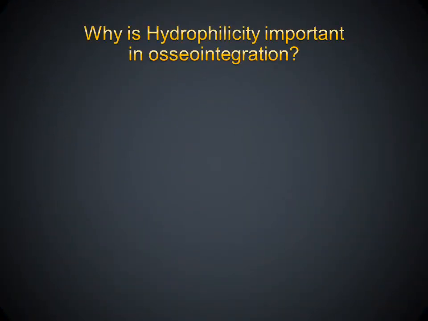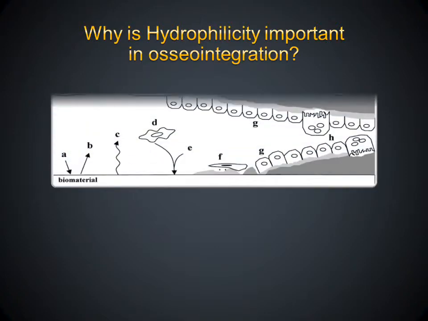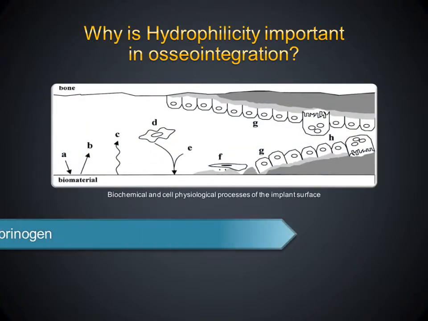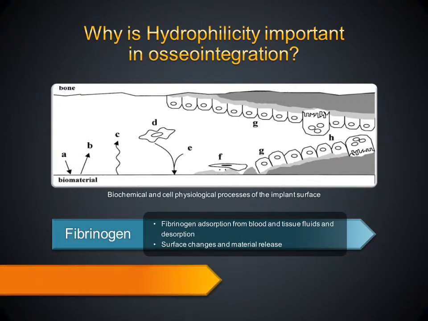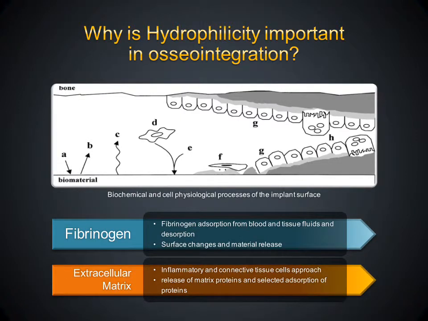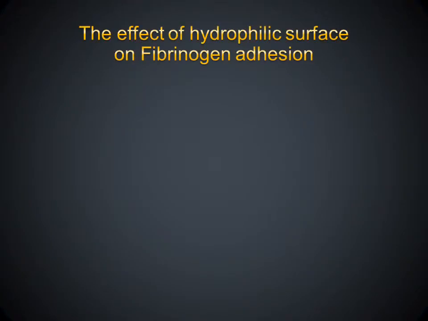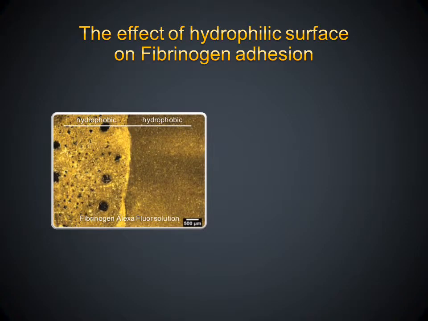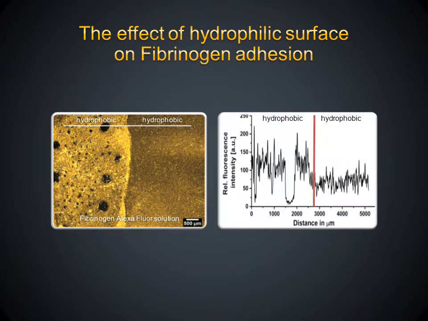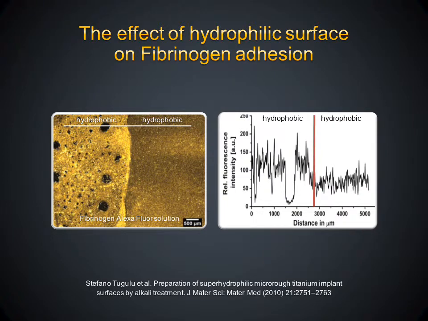Why is hydrophilicity important in osseointegration? Hydrophilicity of the surface affects the biochemical process of fibrinogen, and the pattern of fibrinogen adsorption affects the cell physiological process of extracellular matrix. The thin and well-distributed extracellular matrix affects osteoblast activity. The thin and well-distributed fibrinogen affects the proliferation and activity of osteoblasts upon the well-distributed extracellular matrix.